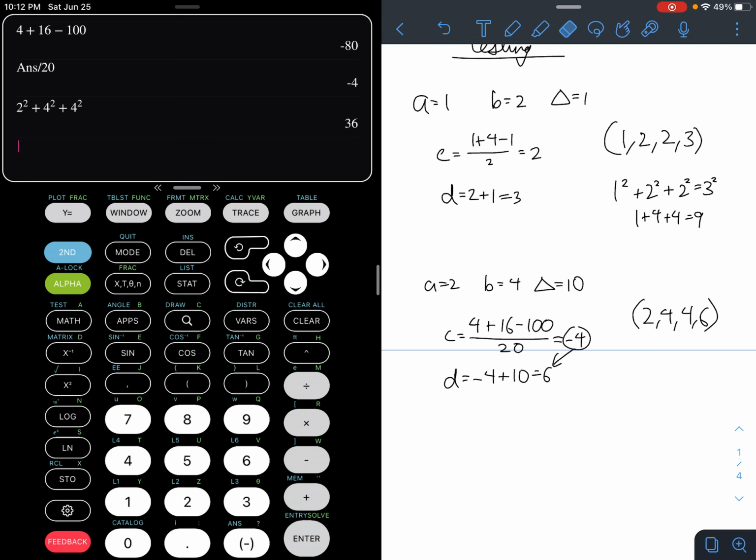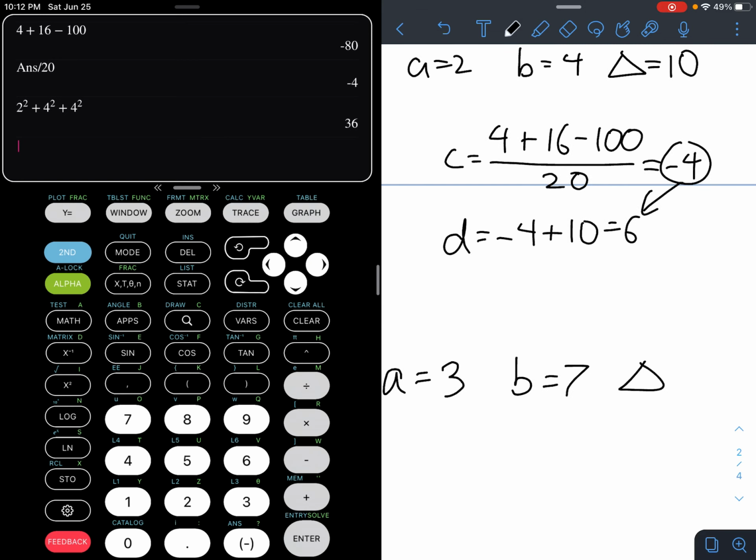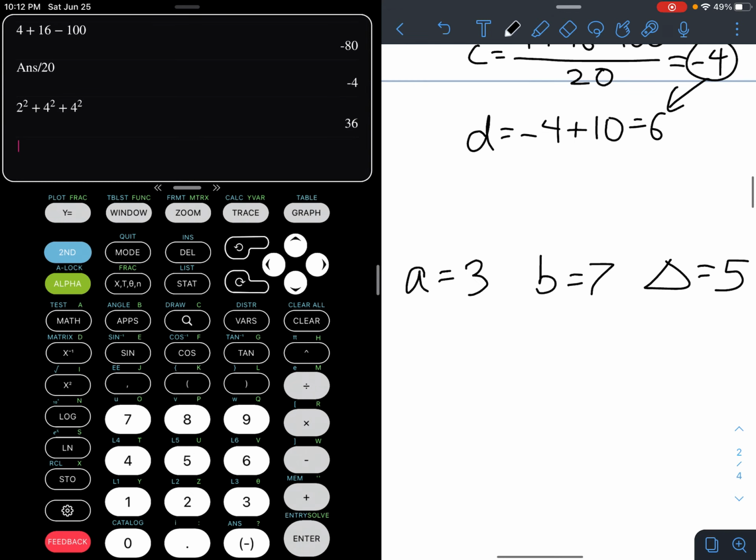I wanted to test something out, but we got all clean numbers, so I can't really test that. So let's try some other numbers. Let's try some crazy ones. Maybe a equals 3, b equals 7, delta equals 5. I want to show you what happens when c is a fraction, so hopefully we get a fraction here.